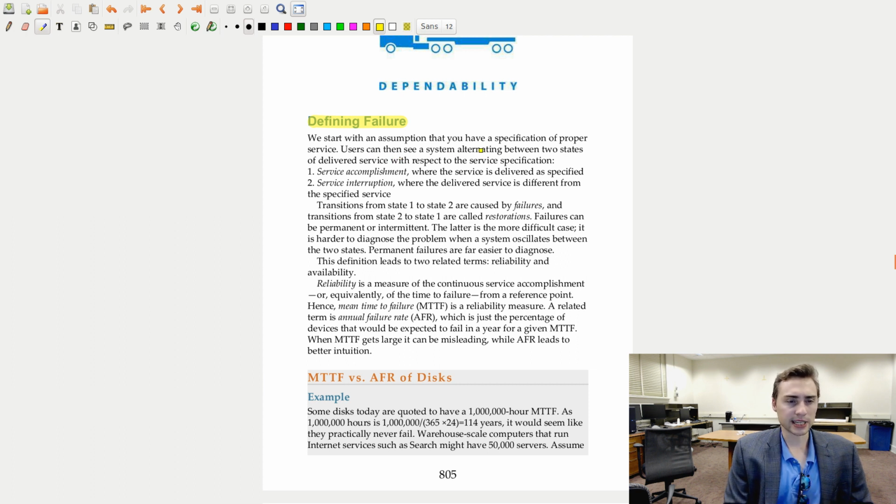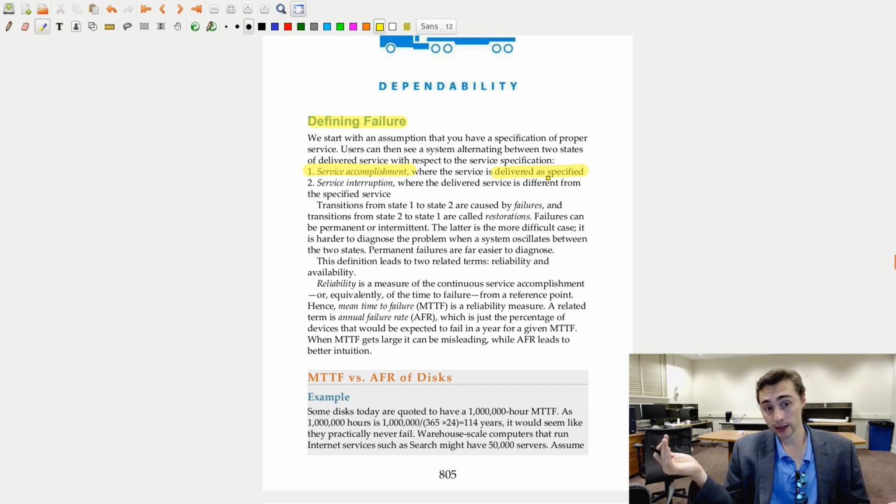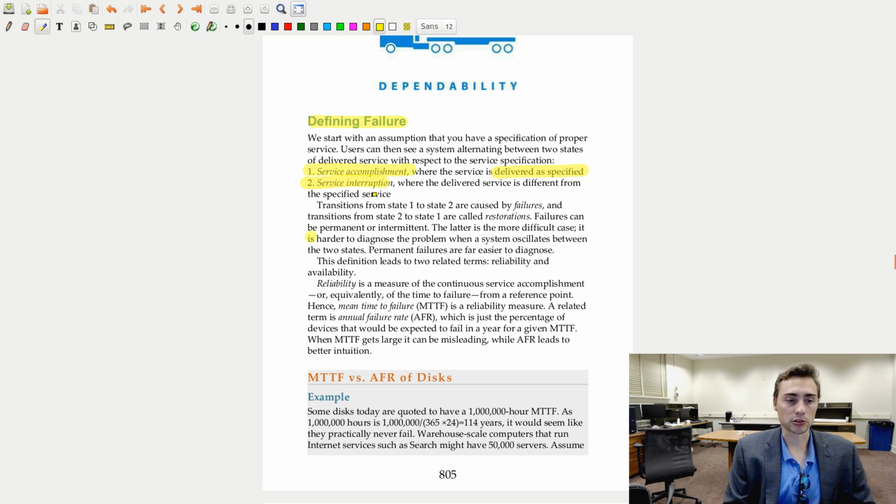So users can see a system alternating between two states of delivered service with respect to the service application. One, service accomplishment, when the service is delivered as specified. So if we do a task, then hopefully that task gets done the way we think it will. And then the second is, of course, service interruption, where what happens is different from what we expect.